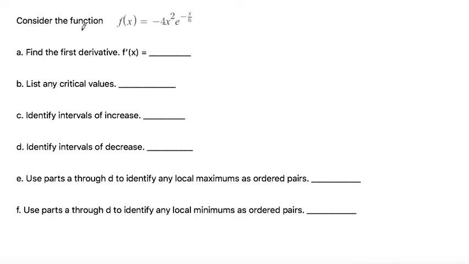So starting with this problem, consider the function f of x is equal to negative 4x squared e to the negative x over 6. The first step is to find the first derivative as they have here in part A. So to find the first derivative, let's take a look at what type of a function we have. We have a negative 4x squared multiplied by e to the negative x over 6. So let's take this as the first part of the product, and this is the second part of the product, and use the product rule.